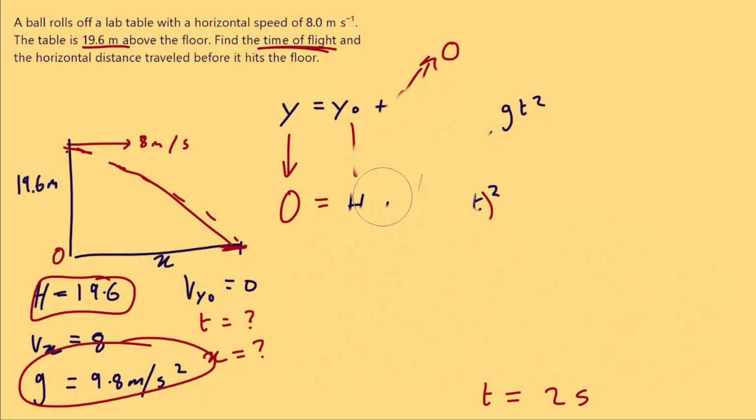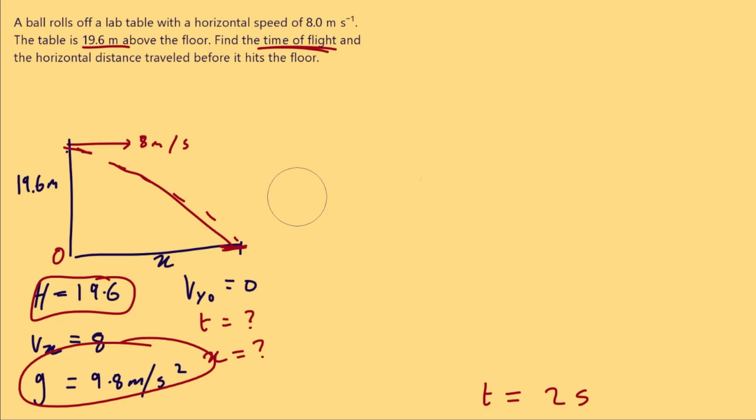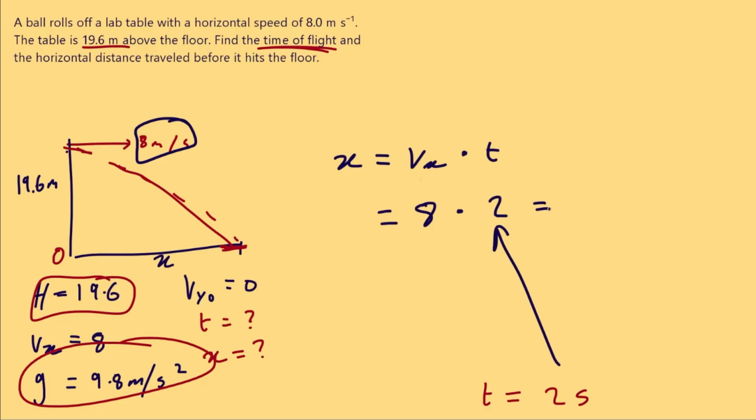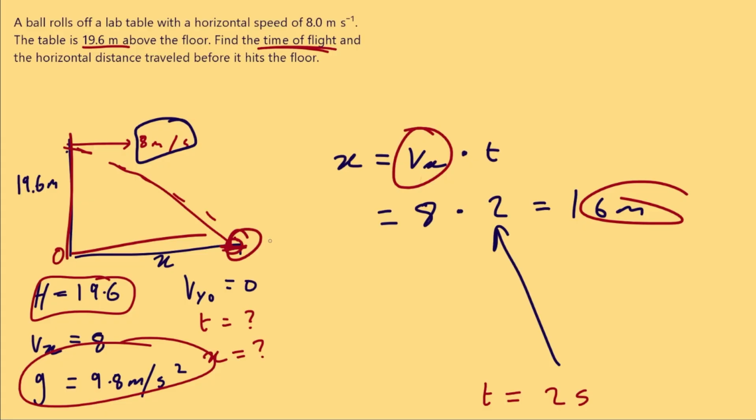Now, what about the second part of the problem, which is asking us to find the horizontal distance covered? This is simple. It's equal to the horizontal speed multiplied by the air time. Horizontal speed is 8 meters per second. The time we just found is 2, which means that we traveled 16 meters before hitting the ground. Basically, the height of the table decides the air time. The air time and the speed decides the landing point.